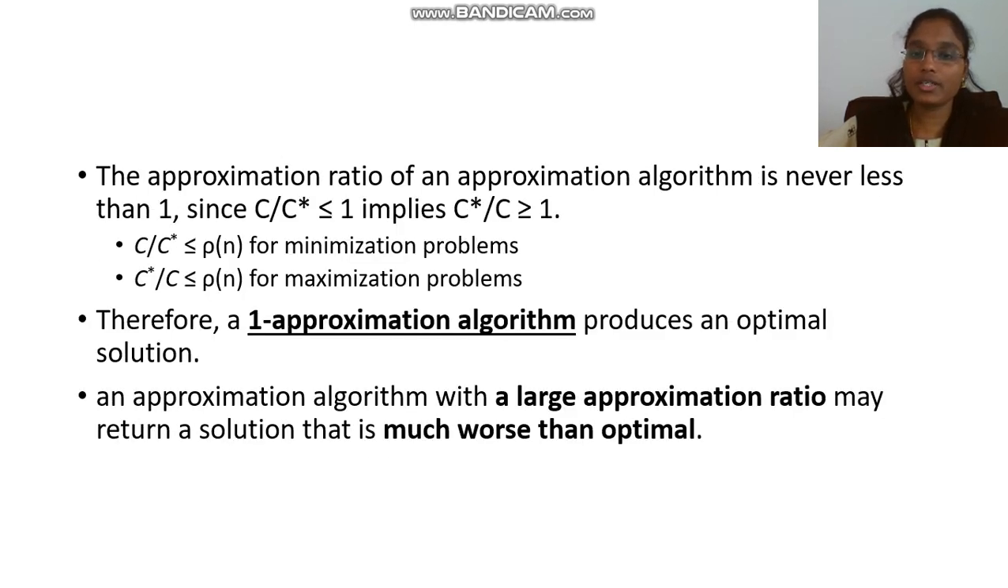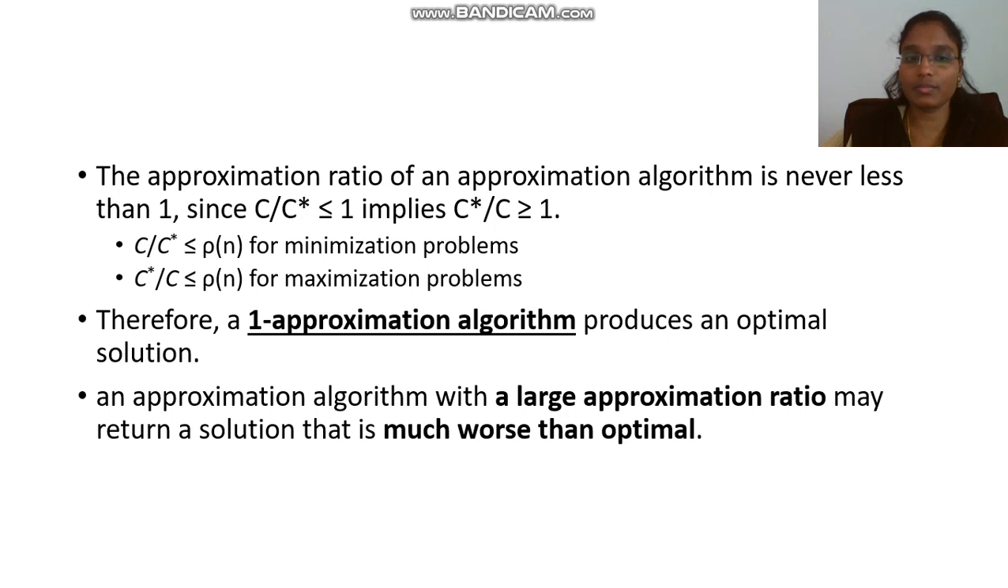The approximation ratio of an approximation algorithm is never less than 1. C is the cost of the approximate solution, and C star is the cost of the optimal solution. The approximate solution we have found is near optimal. For example, in a knapsack problem, if the optimal solution is 200 and the near optimal solution is 180, the ratio comes within that.